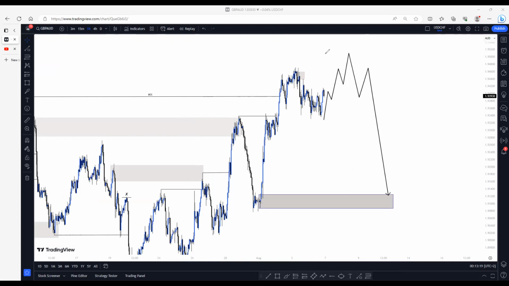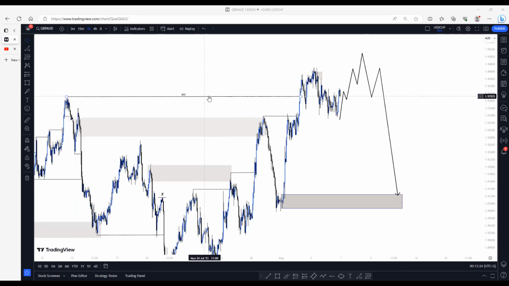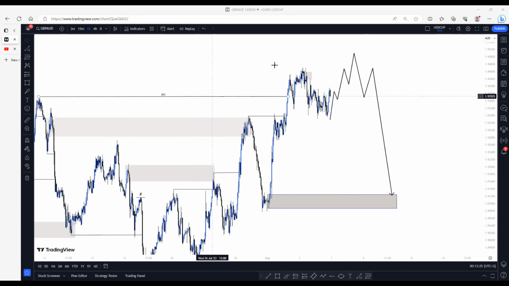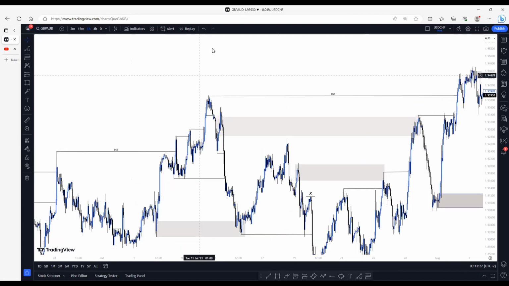Then the last one that I'll be mentioning is wrong entries. All right, wrong entries. Most people, let me tell you, what they want to do is enter here, enter here, enter here. That's what most people want to do.